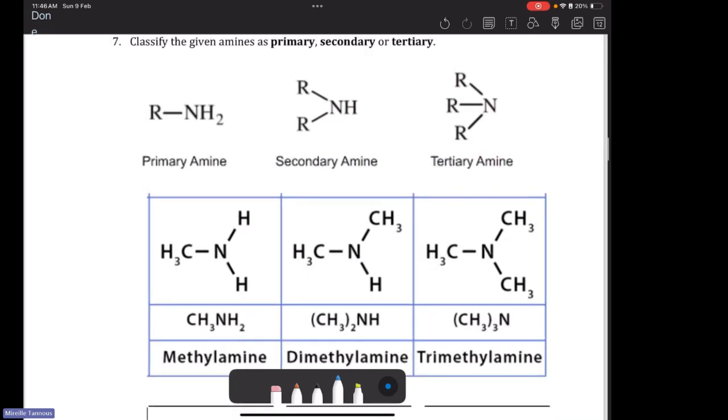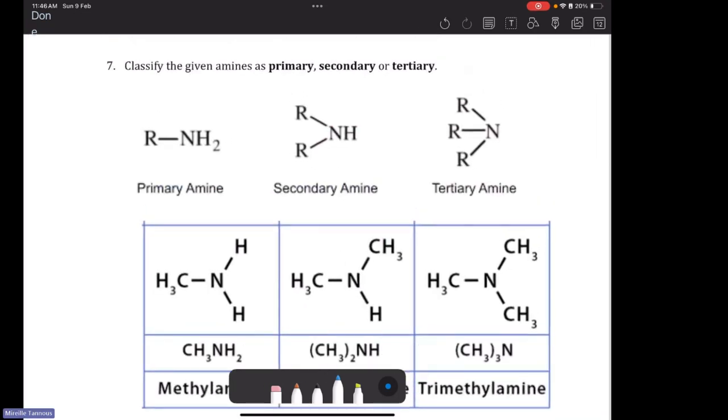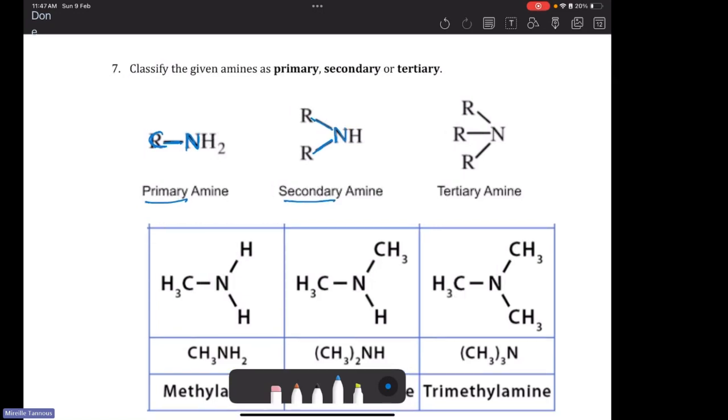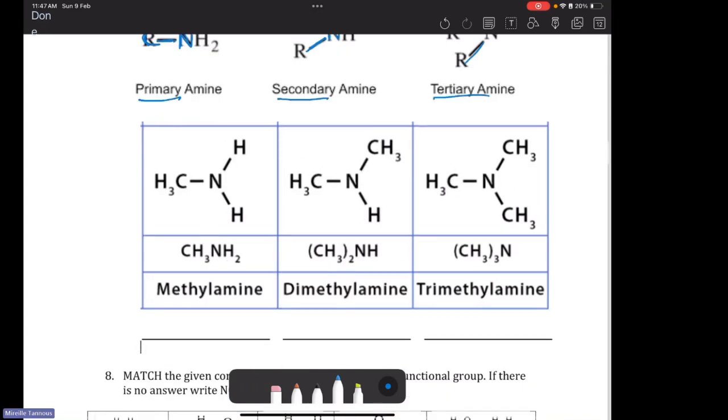Now, how to classify amines? In amines, you count how many carbons are on the N. One carbon chain on N, primary. Two carbon chains on N, secondary. Three carbon chains on N, tertiary. So here's N connected to one carbon, primary, and that is methylamine. We are not naming secondary and tertiary amines, not included. So this N connected to 3 carbons, that's a tertiary amine.